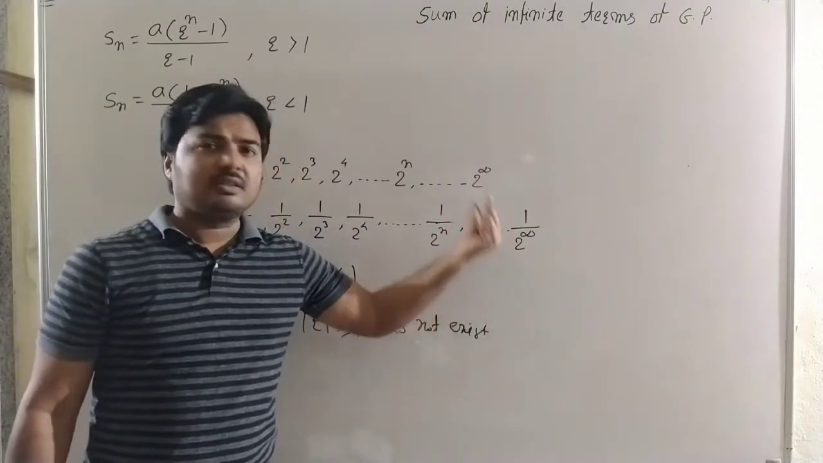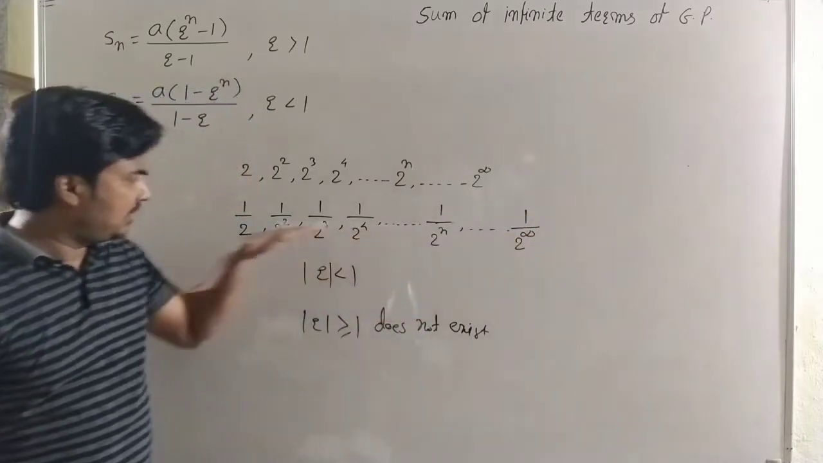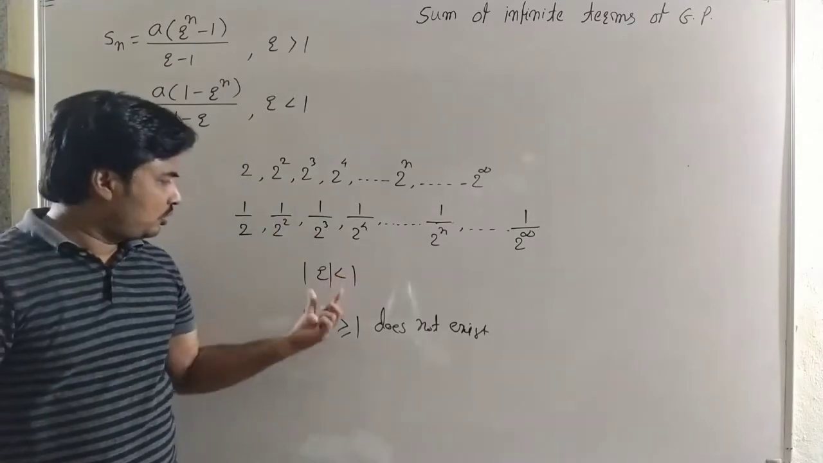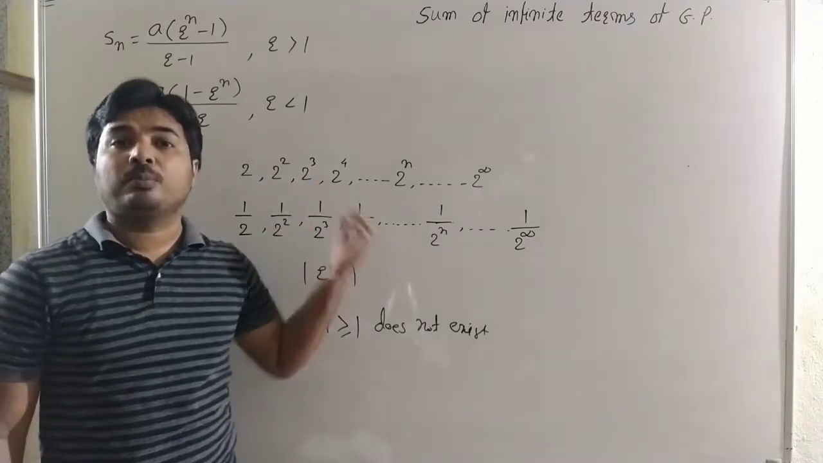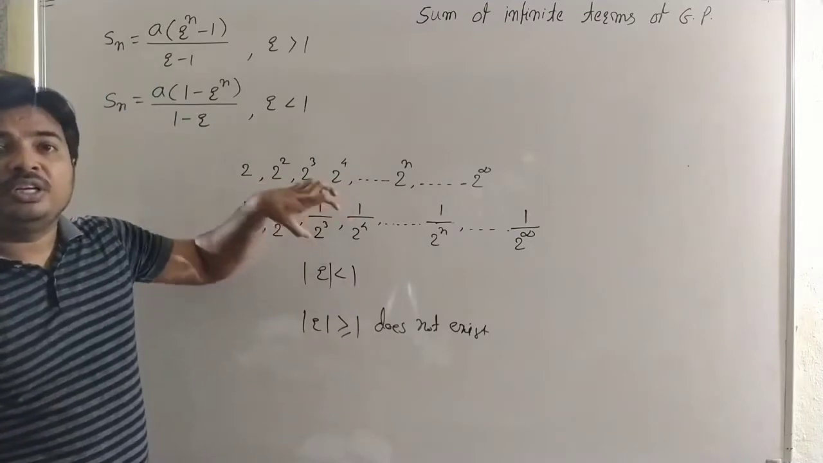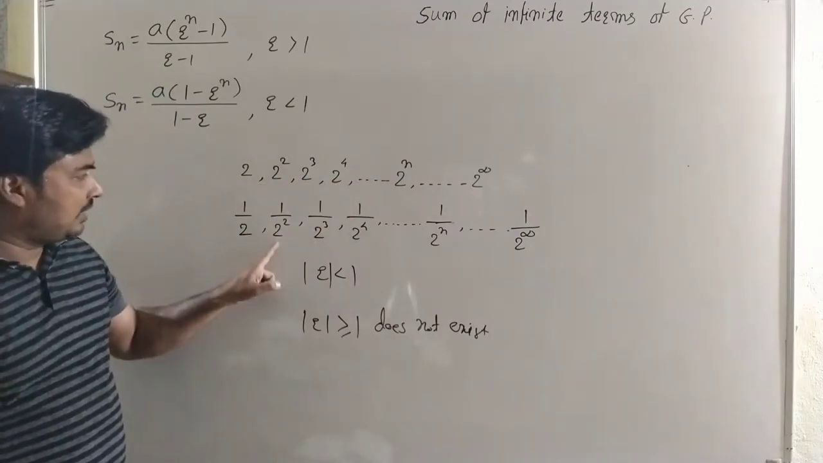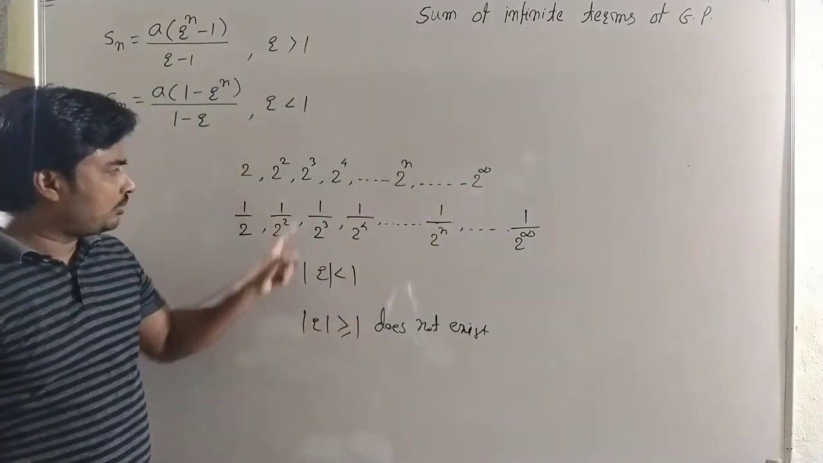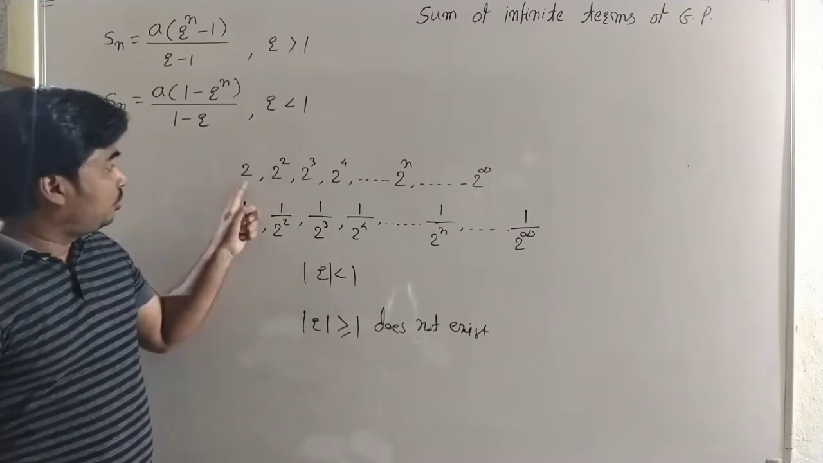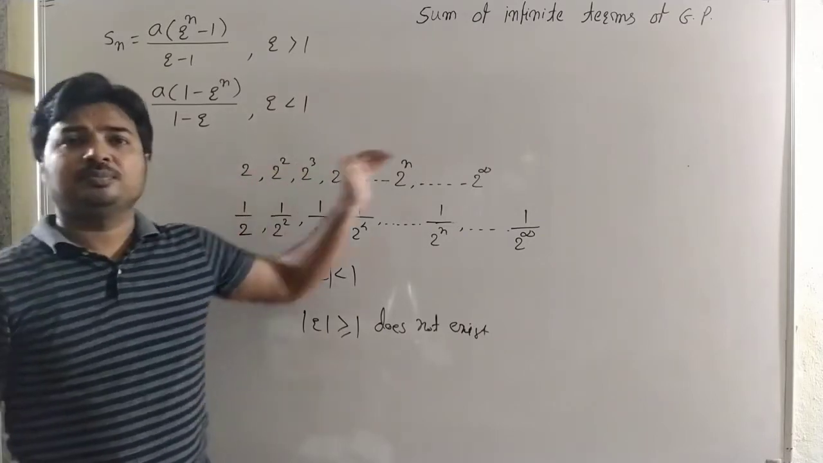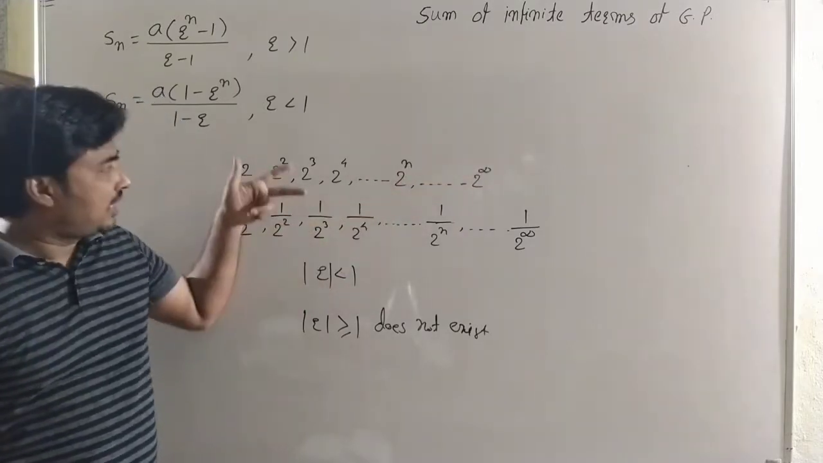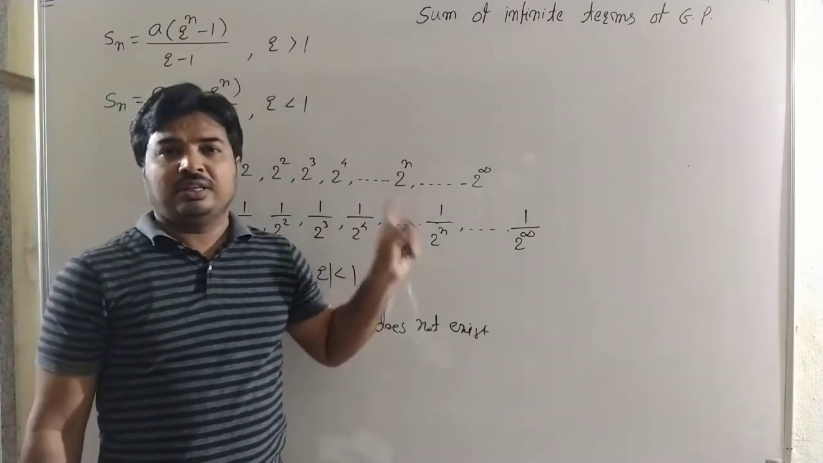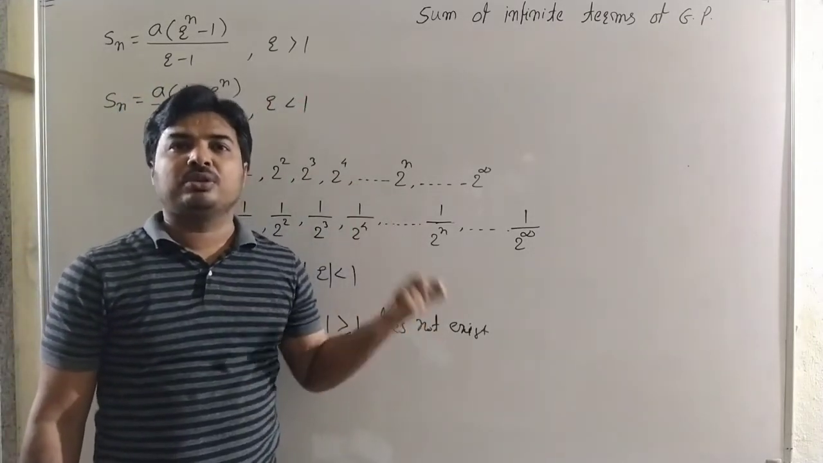Here the nth term is negligible in this geometric progression. That means the sum of infinite terms exists only for a decreasing geometric progression, not an increasing one. Only decreasing, where each number is less than the previous, up to infinite terms. Here 1/2, 1/4, 1/8 is a decreasing sequence, while 2, 4, 8, 16 is an increasing sequence. The sum of the infinite terms only exists when the geometric progression is decreasing.